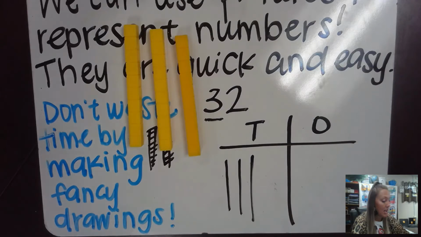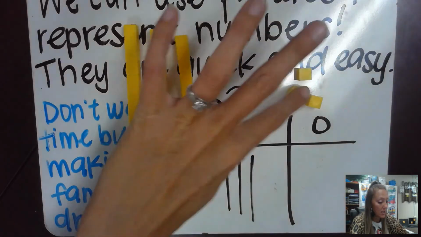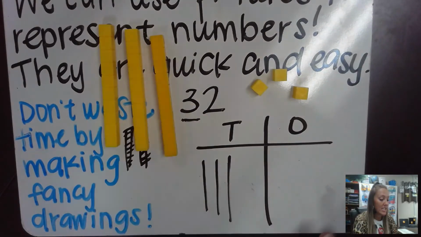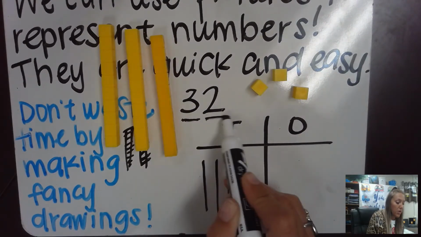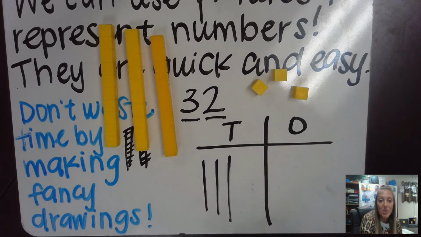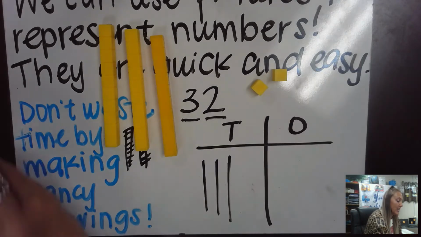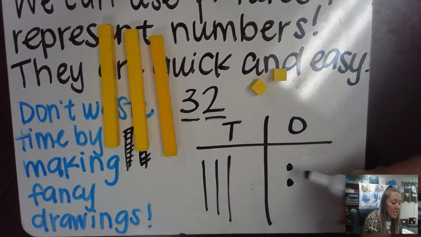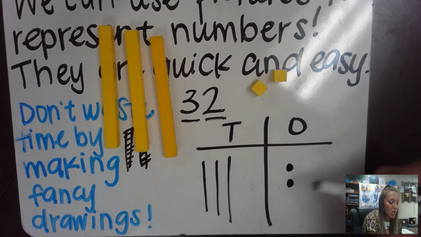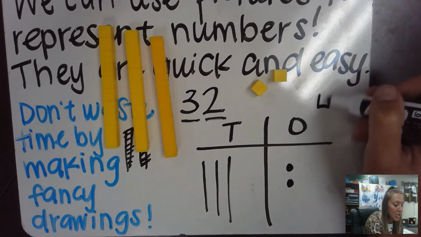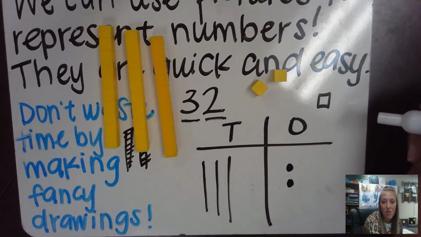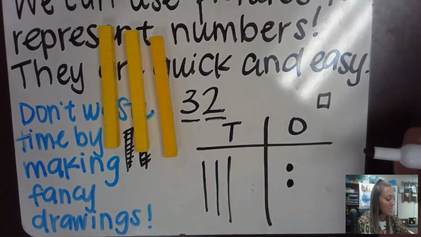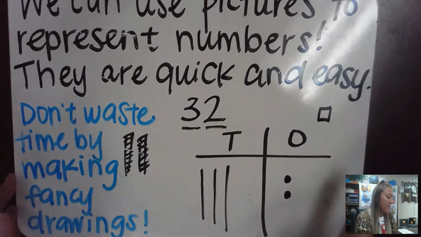And then our single units look like this. These are our ones. For example, this number 32, we've got a 2 in the ones place. And so I need to represent that using a picture, and the easiest way for us to do that is to draw dots. That is so much easier than having to draw that right there. And I'll show you why we like dots, because it makes it so much faster.